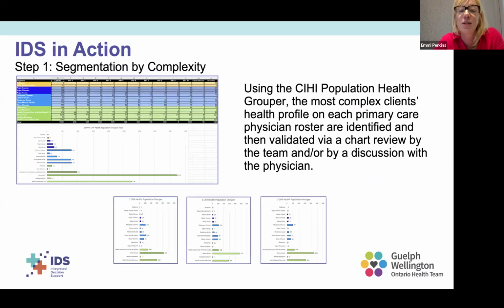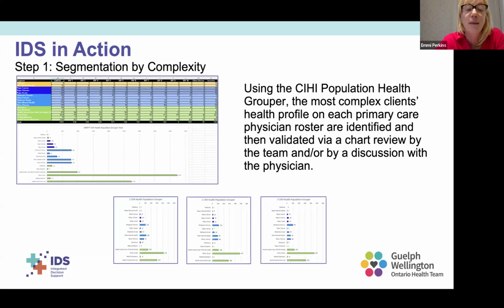What we have been able to do is take the data contributed to IDS by primary care physicians, and this is super tiny and you don't need to see the numbers. It is all to demonstrate that in the first column of that really tiny graph, we have broken down the population roster of a single family health team according to the population health triangle. So we know how many patients within that team are within each category.